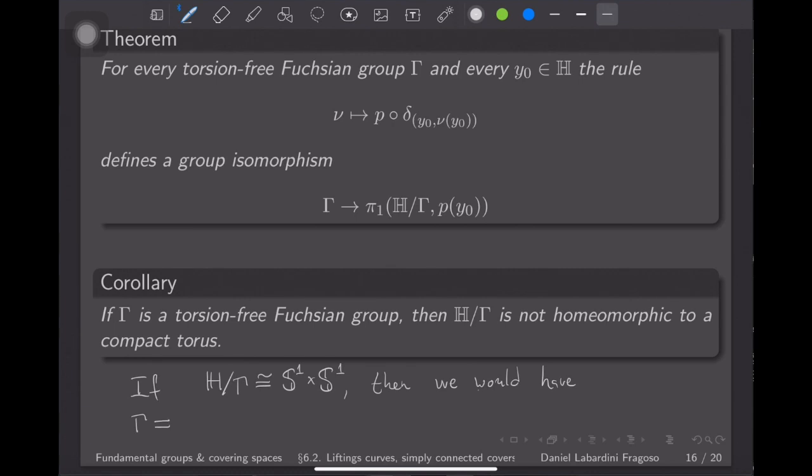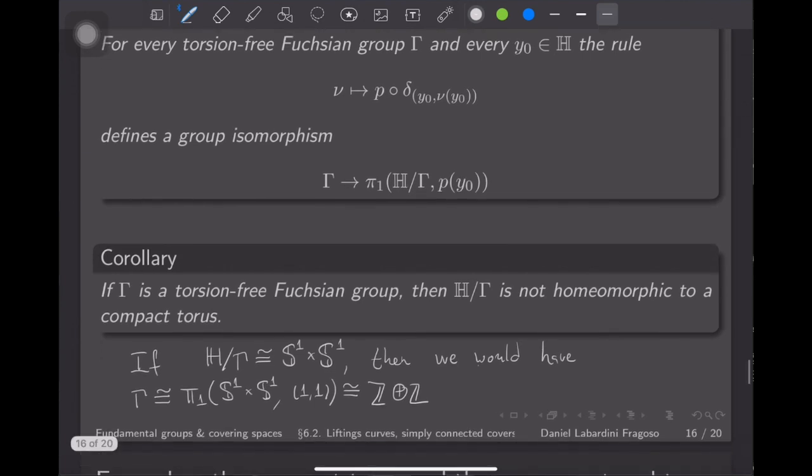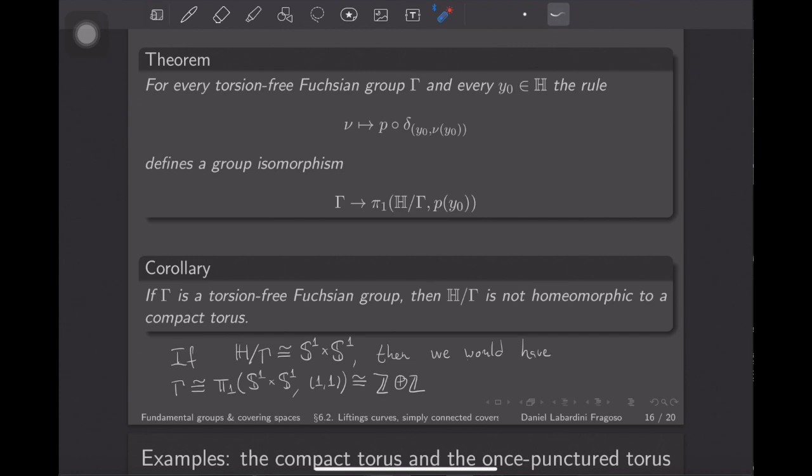Gamma isomorphic to the fundamental group of S1 times S1, based at whatever point, let's say (1,1) as base point. But this one, with some work, one can show is Z cross Z, or Z plus Z. In particular Gamma would be abelian, but we proved that every abelian Fuchsian group is cyclic. This one is not cyclic. So this is impossible. So it's impossible to obtain the compact torus as the quotient of H by a torsion-free Fuchsian group.